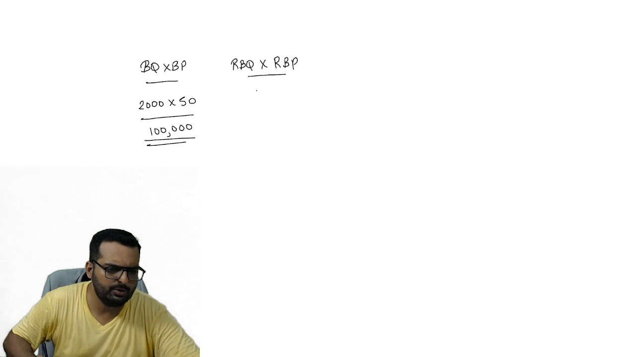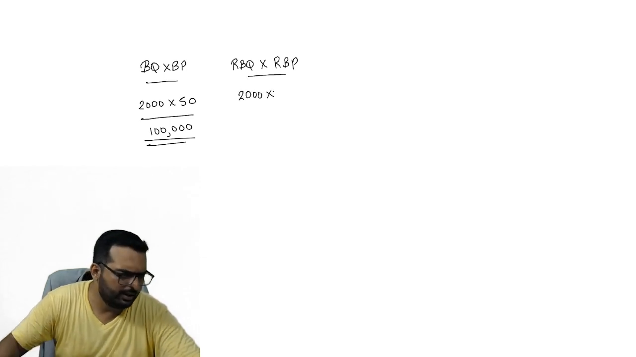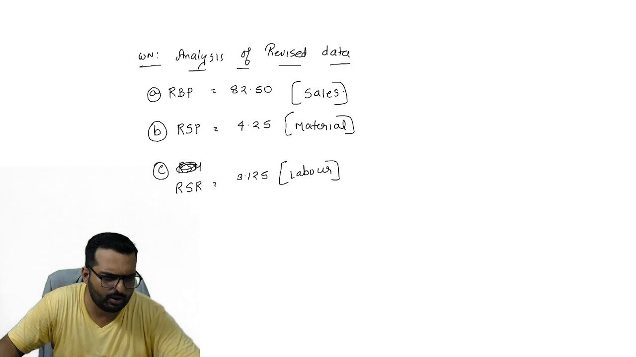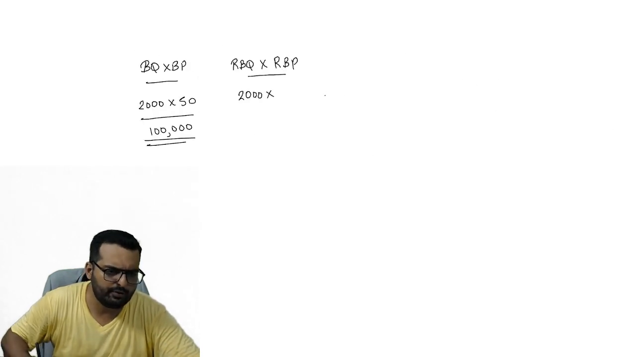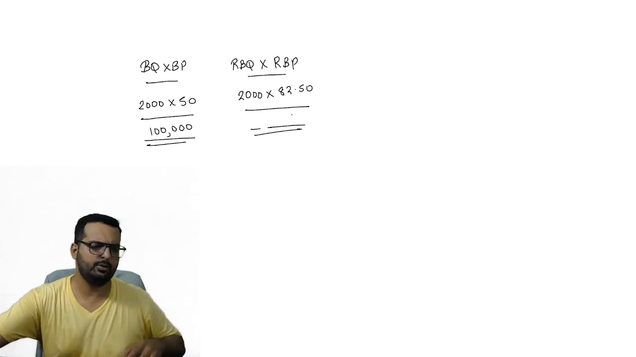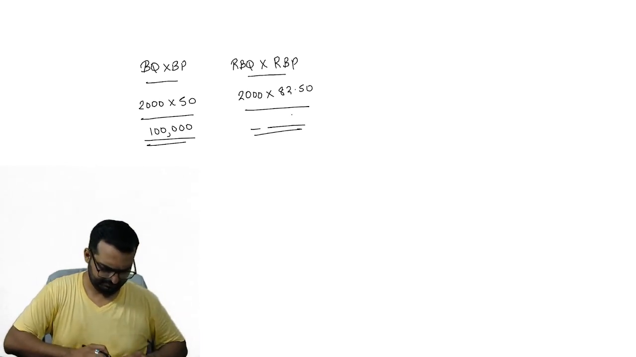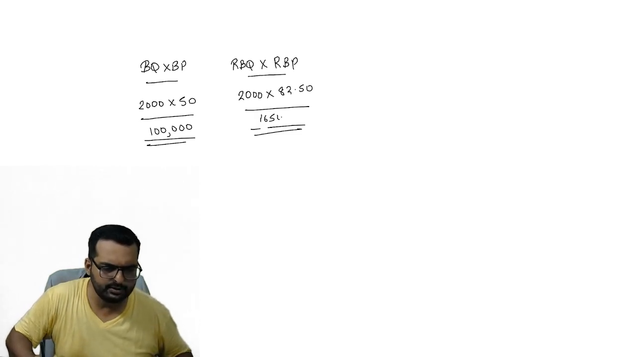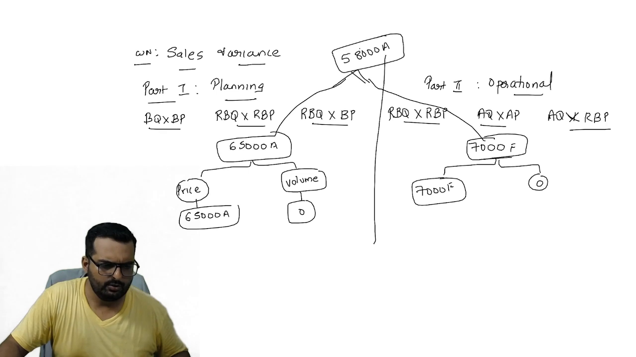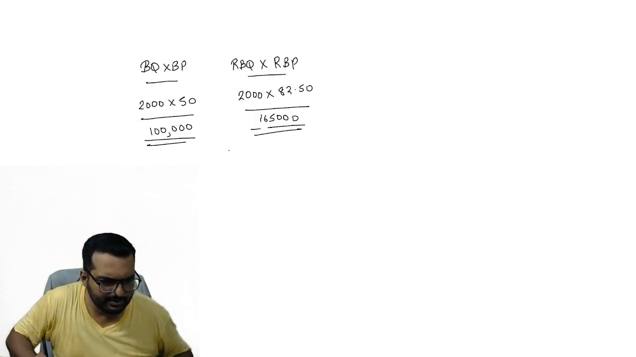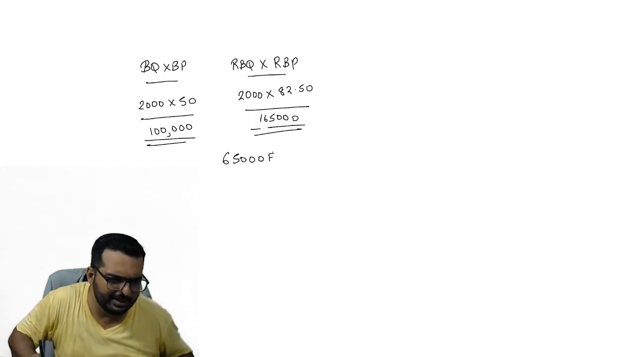And what about RBQ into RBP? RBQ is revised budgeted quantity. That will turn out to be 2,000. But the revised budgeted price is turning out to be how much? 82.5. Am I right? So what's the answer you get over here? You get 1,65,000. Correct? Okay, so now the formula will be 1 minus 2. It is 65,000 favorable, my dear friends.